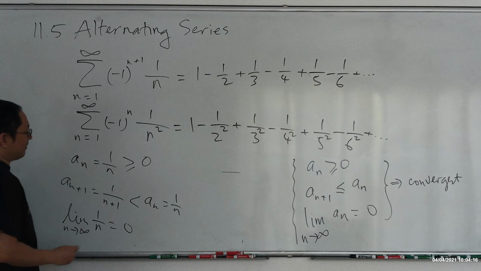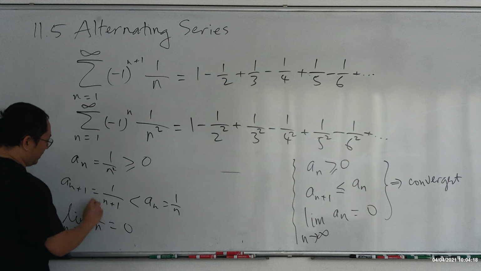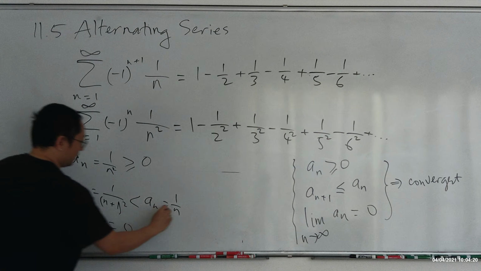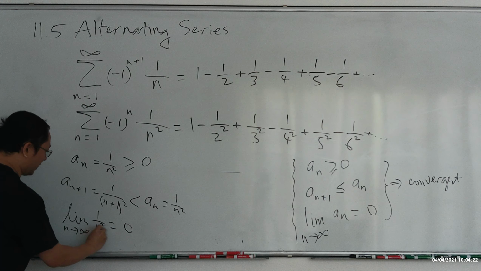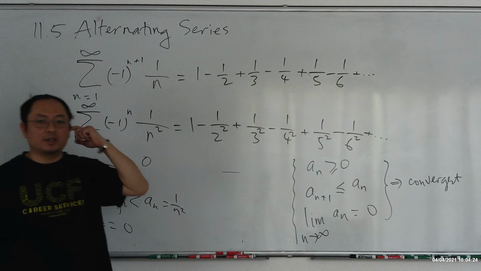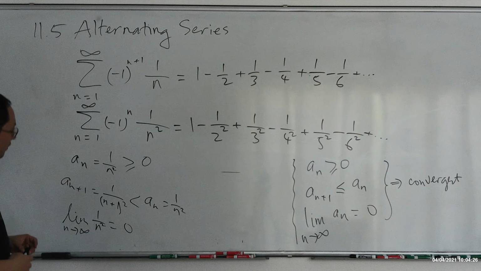And the second example right here is pretty similar. This is squared, this is squared, and this is squared. Of course, same idea. The limit is equal to 0. So the second series is also convergent as well.